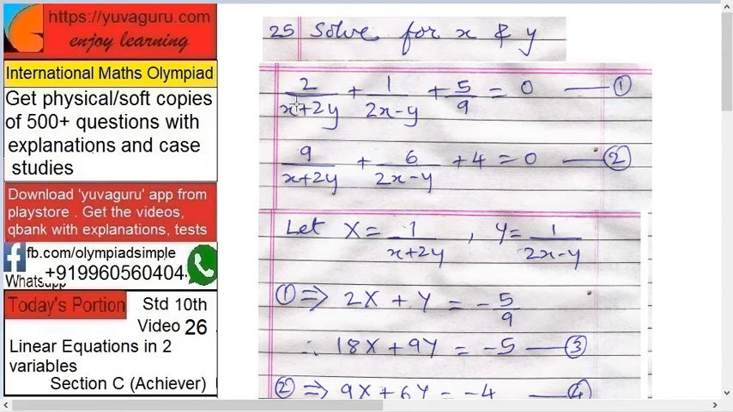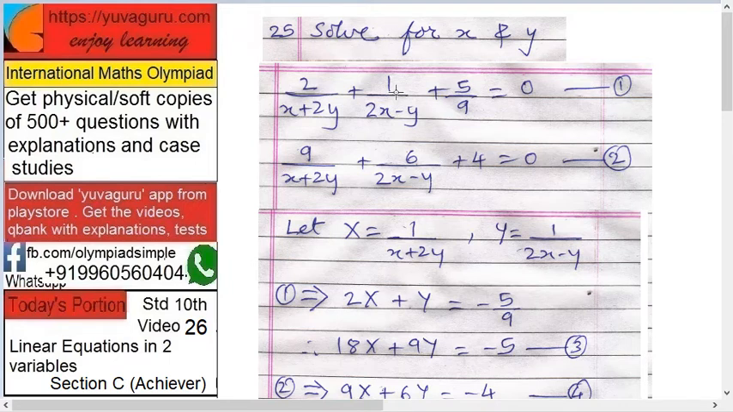So 2 upon x plus 2y plus 1 upon 2x minus y plus 5 upon 9 equals to 0. This is equation number 1. And 9 upon x plus 2y plus 6 upon 2x minus y plus 4 equals to 0. This is equation number 2. Now we have to solve this.